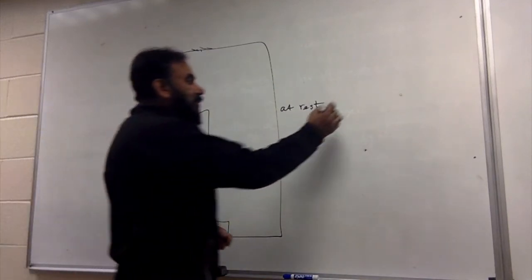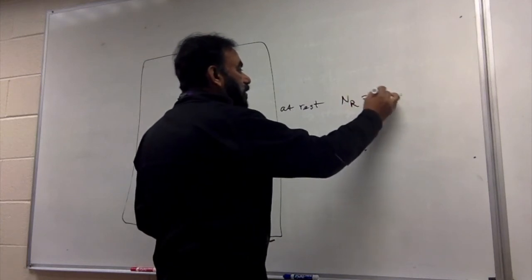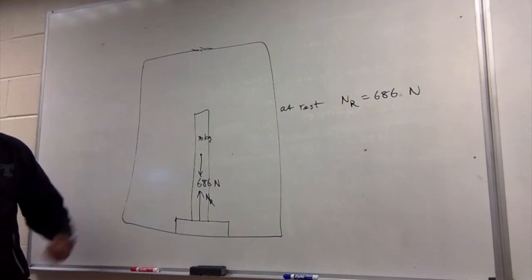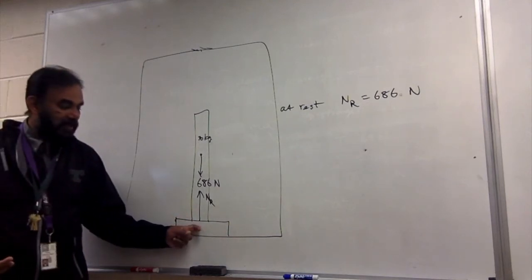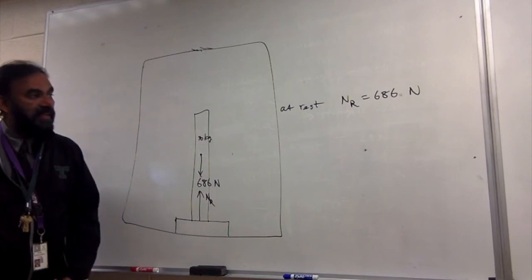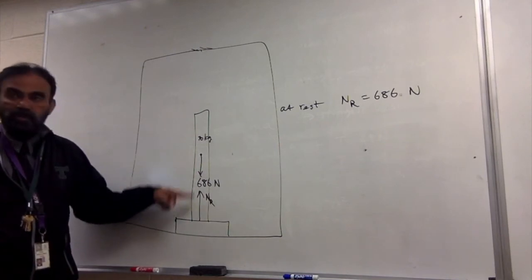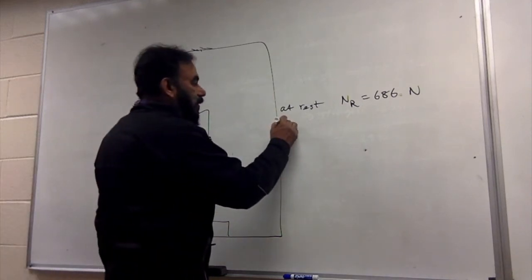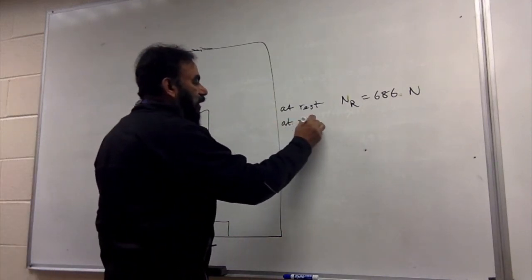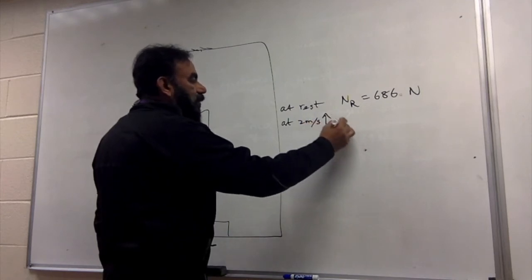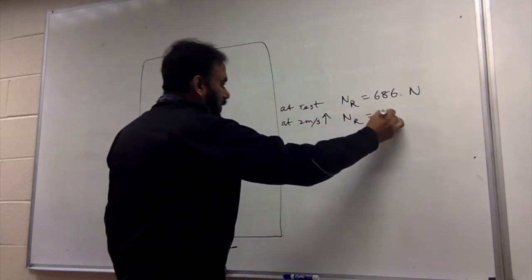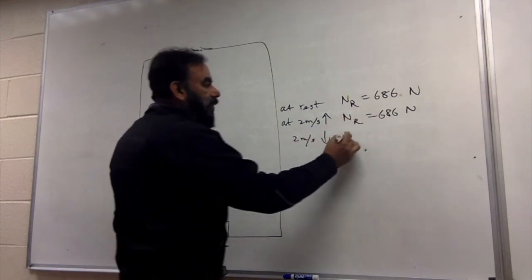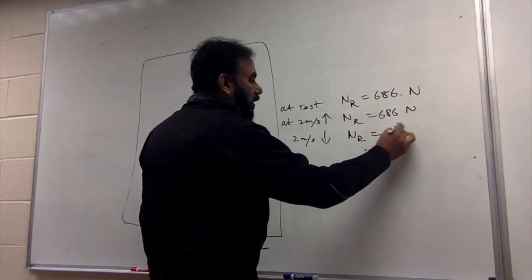What do you know about the normal reaction in this scenario, at rest? What is normal reaction? It's 686 newtons. The normal reaction, that is the force from the scale on you, is 686 newtons. Why? Because the net force of these two should be 0 at rest. Now you can answer all the others. Moving at 2 meters per second upward, what is normal reaction? 686 newtons, no difference. Downward, 2 meters per second, 686 newtons.